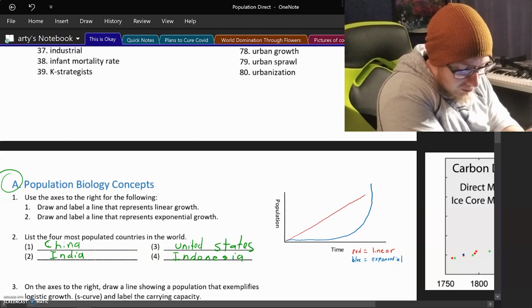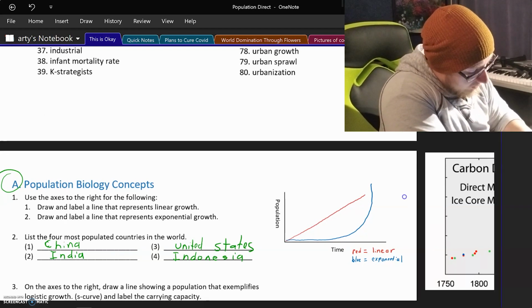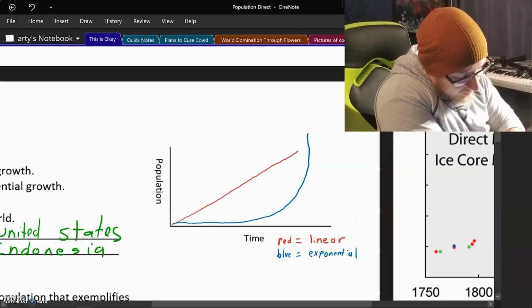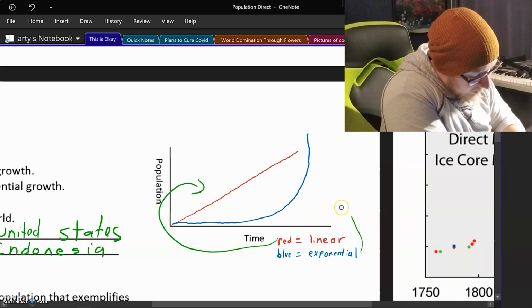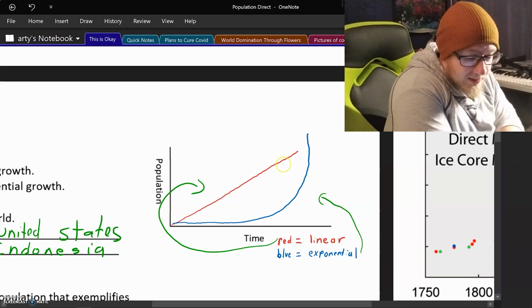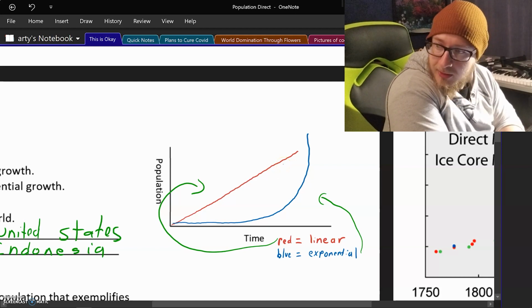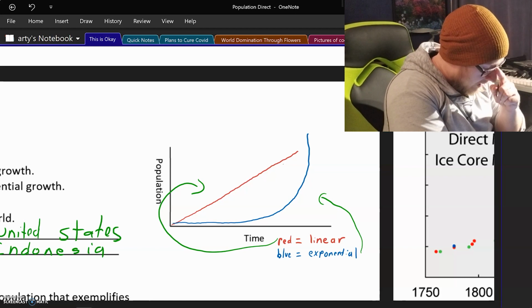So we need to draw and label a line that represents linear growth and draw and label a line that represents exponential growth. Well, over here, our red line is our linear growth line. So this is our linear. And then our blue is our exponential growth. So in the linear line, the slope never changes. In the exponential growth curve, the slope continues to increase as time goes on.